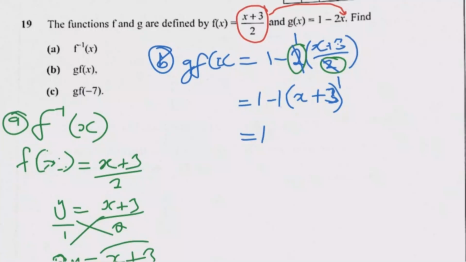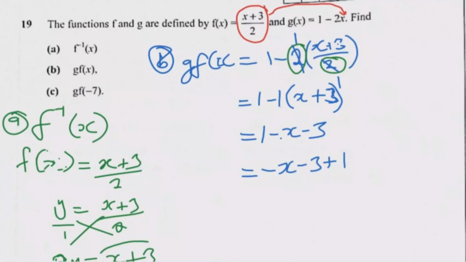So we have negative 1 times x, which gives us negative x. Then negative 1 times 3 gives me negative 3. Okay, so what we can do now is put like terms together. So we're going to have negative x minus 3, then plus 1. We maintain it to be positive, so it goes along with the 3.